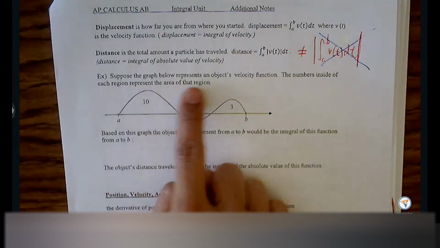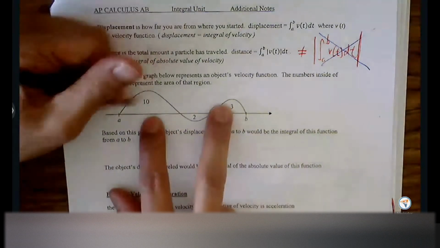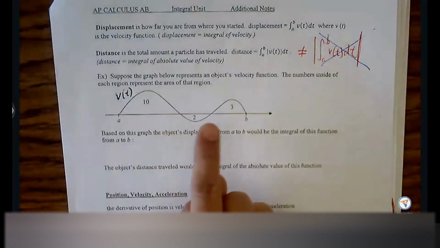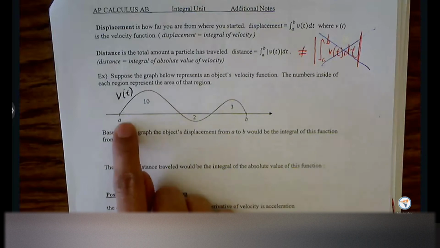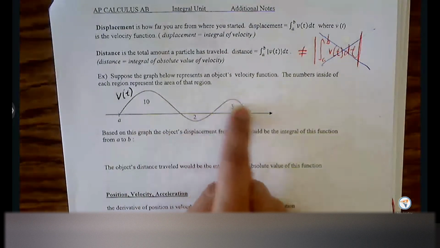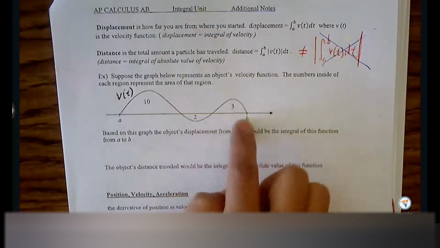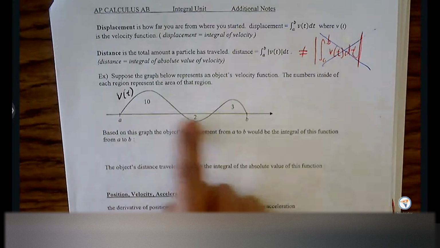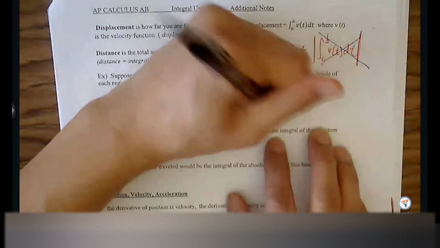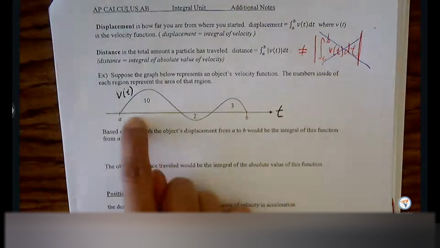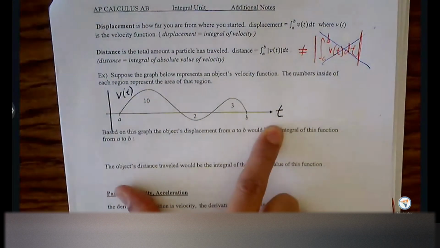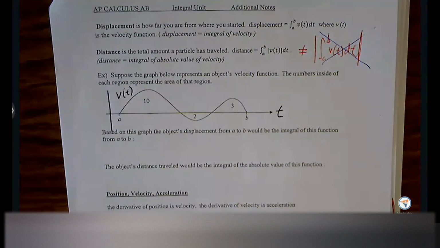Suppose a graph represents an object's velocity function. The number inside each region represents the area of that region. First, I want you to visualize what this object is doing with this velocity function, and then I'll talk about the numbers. Let's say this object is moving along the x-axis. The y-axis is velocity, the x-axis is time. I want you to visualize it as I'm describing this scenario.